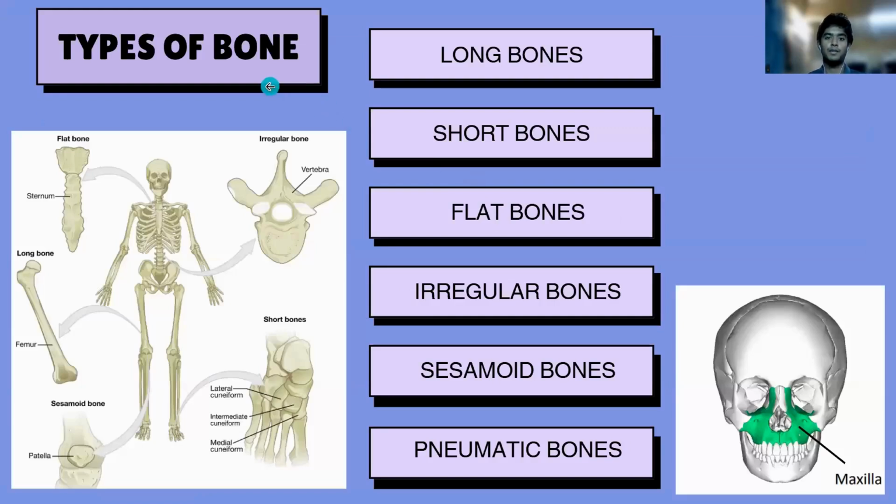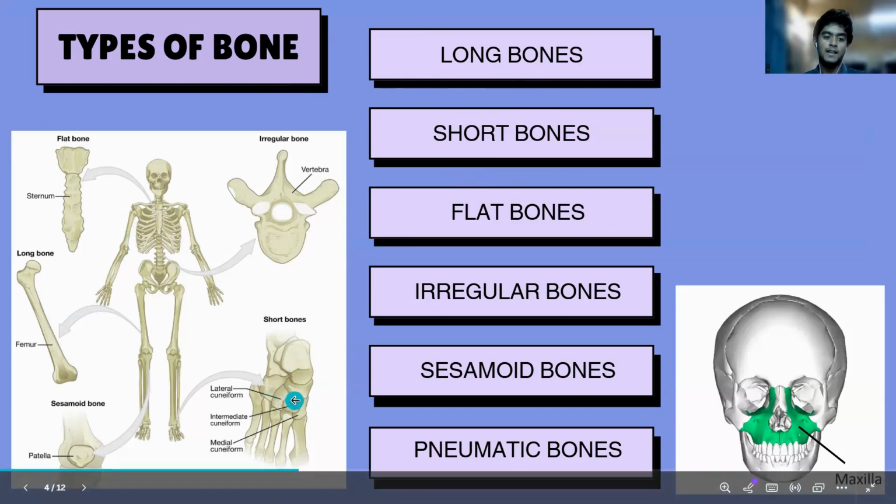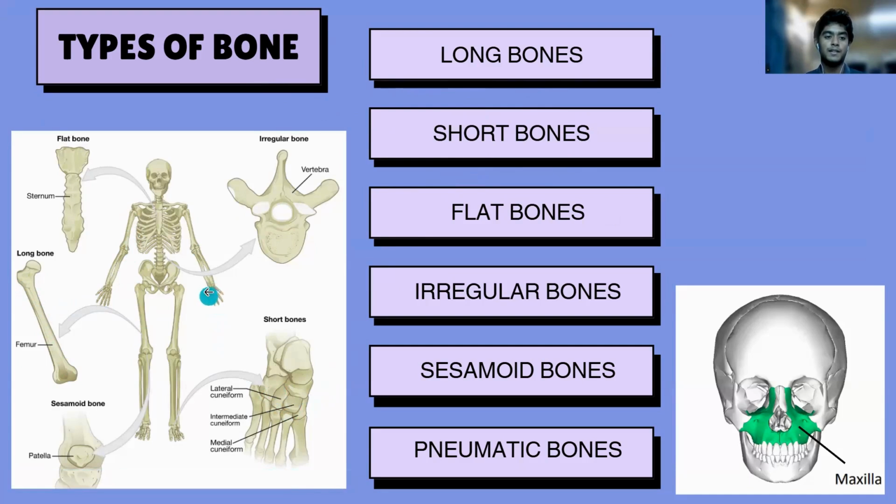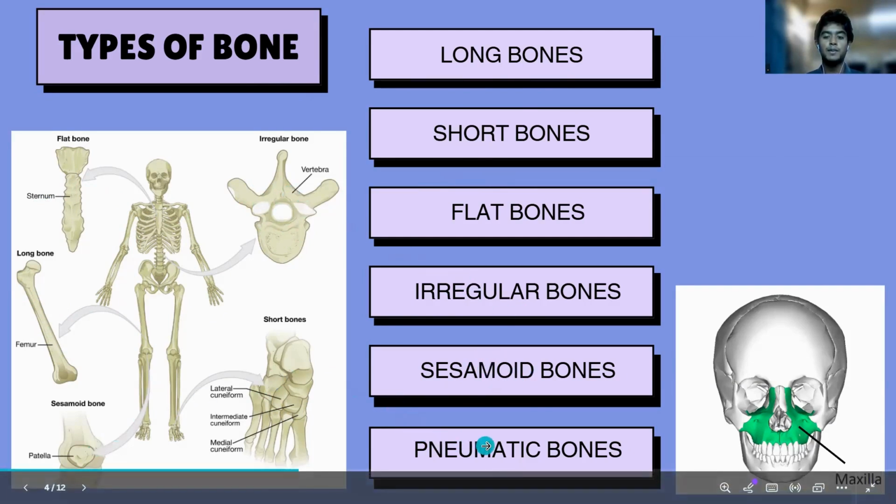So here are the types of bones. First of all, we have long bones, which for example are the femur and also the humerus. We also have short bones. Short bones are tiny bones, for example, at the tarsal, and another example can also include carpals at the hand. We also have flat bones, which the sternum is classified under. Then irregular bones, which have a different shape, such as the vertebra. Then there's also sesamoid bones, such as the patella, as well as pneumatic bones, for example, the maxilla.